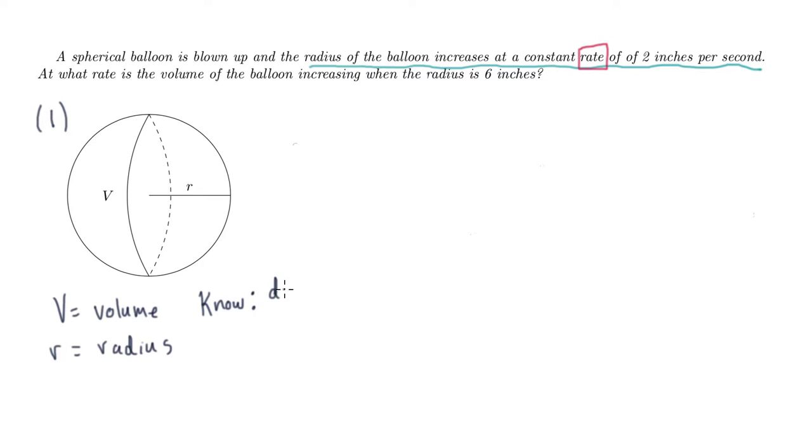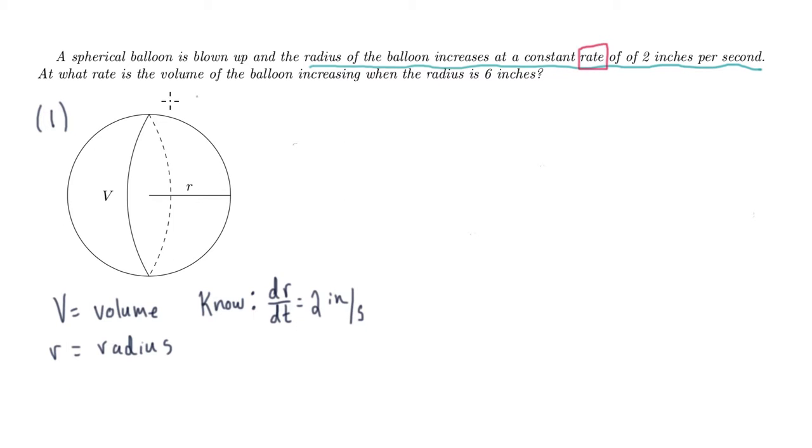I know dr dt equals 2 inches per second. Okay, so you see I'm just trying to pick out information about the rates of change of the two quantities I'm trying to relate.